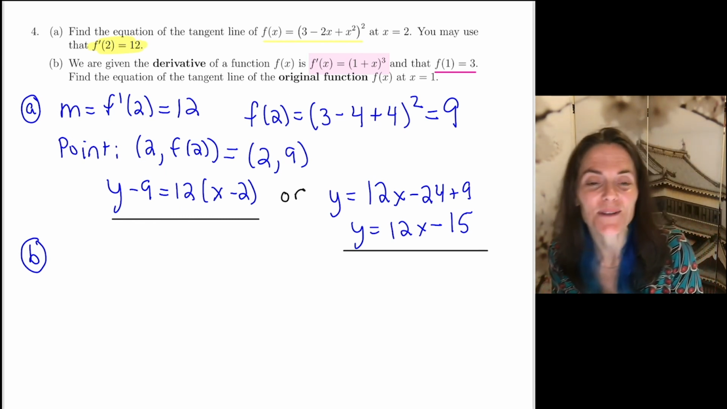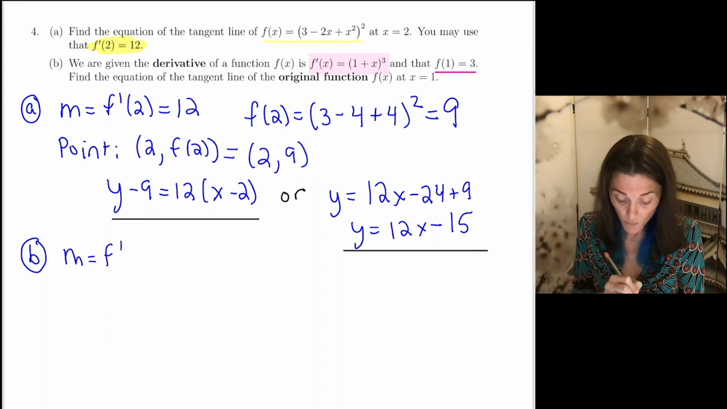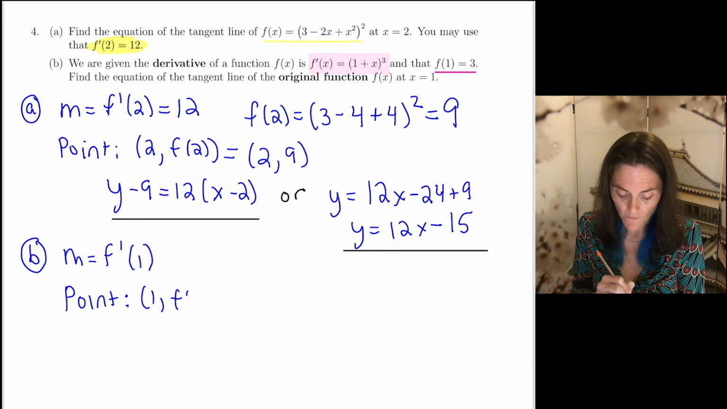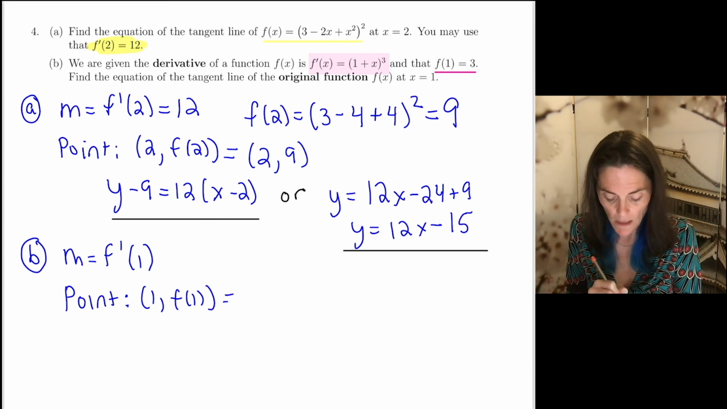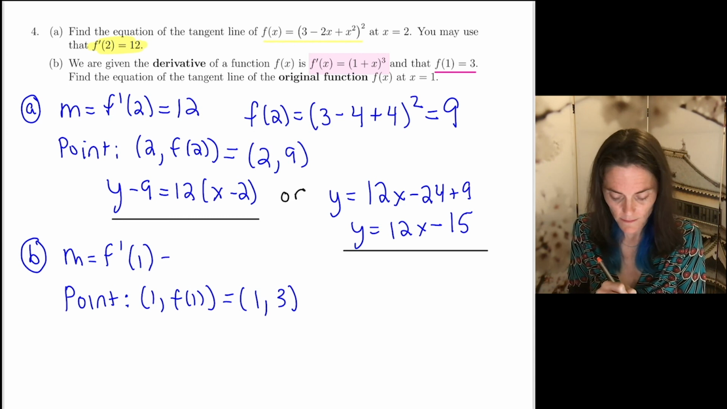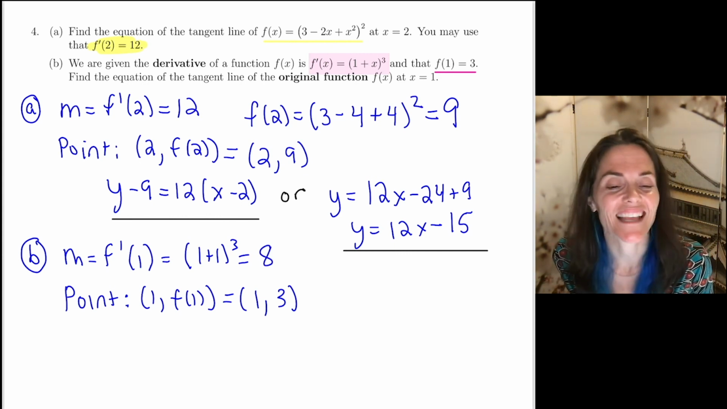Okay, well, it's very similar to the above, except we just have different information. So we know the slope. This would be the derivative evaluated at 1. And we know a point on the line, also on the graph of the function, is 1 comma f of 1. Now, let's look at what we're given. We're given f of 1 is 3. So a point on my tangent line is 1 comma 3. And then the derivative at 1, we have a formula, is 1 plus 1 cubed, which is 2 cubed, which is 8.